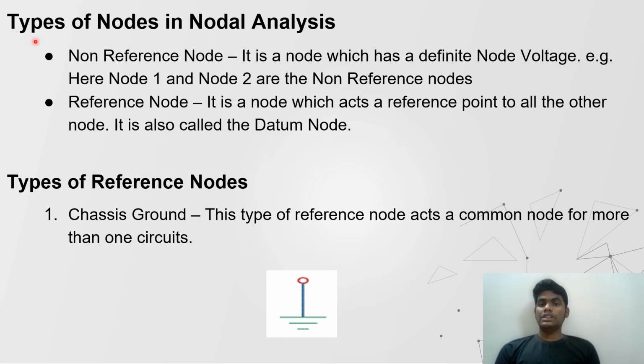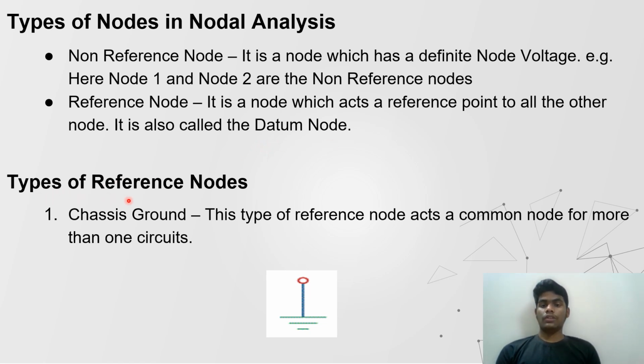Types of nodes in nodal analysis. Non-reference nodes: a node which has a definite node voltage. For example, here node 1 and node 2 are the non-reference nodes. Reference nodes: a node which acts as a reference point for all other nodes. It is also called the datum node.